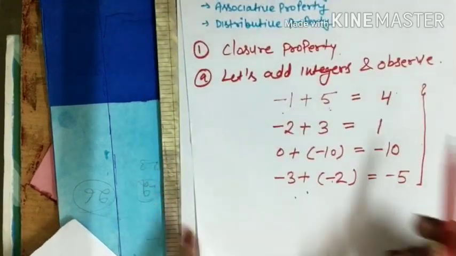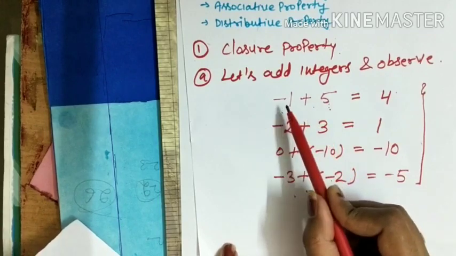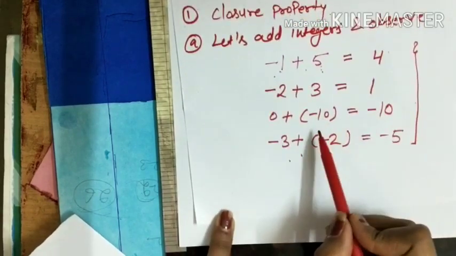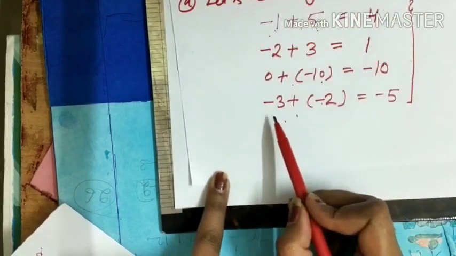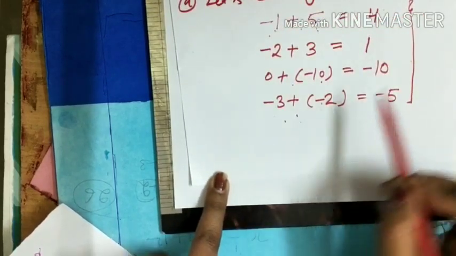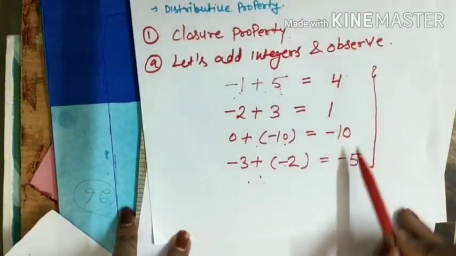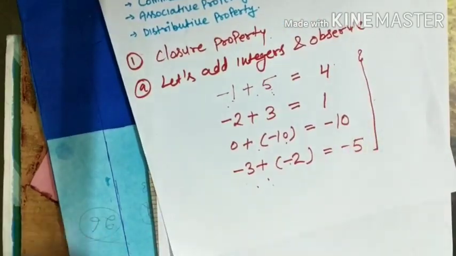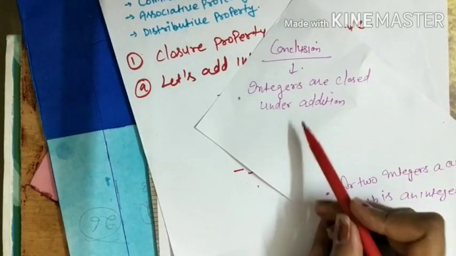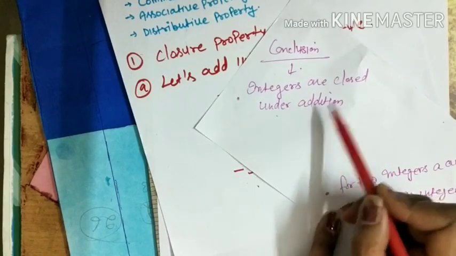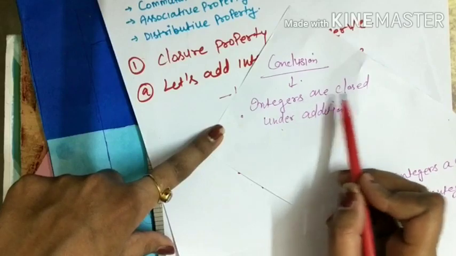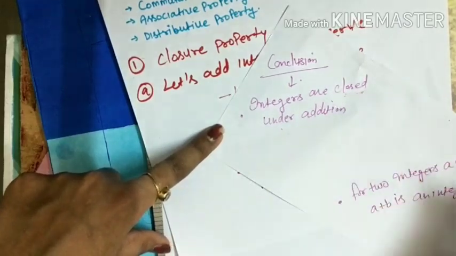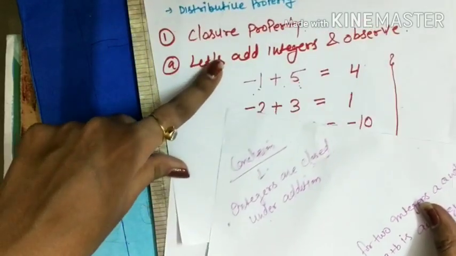You can see if a positive integer is added to a negative integer, or if a negative integer is added to 0, or if two negative integers are added, we always get integers. So, what is our conclusion, children? Integers are closed under addition. This is called the closure property.